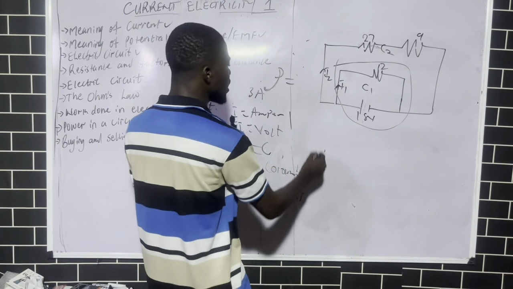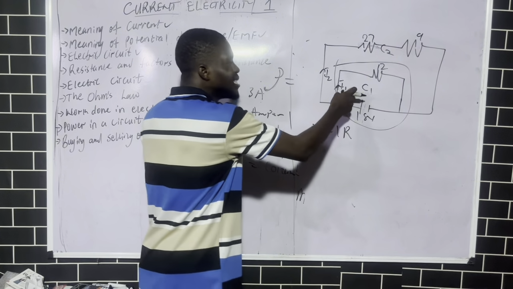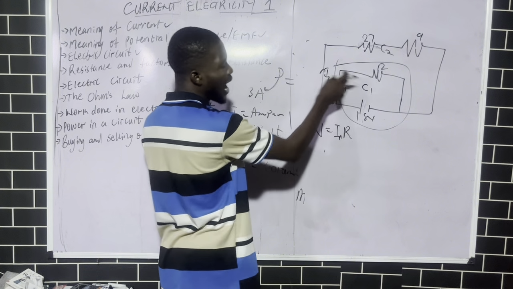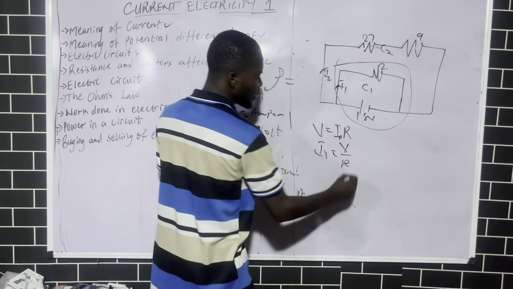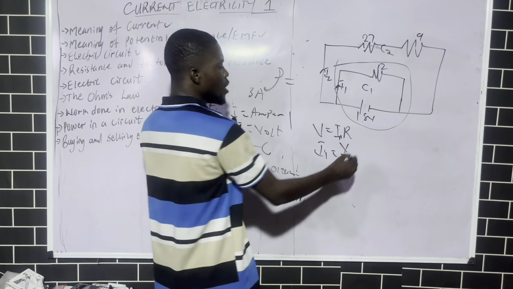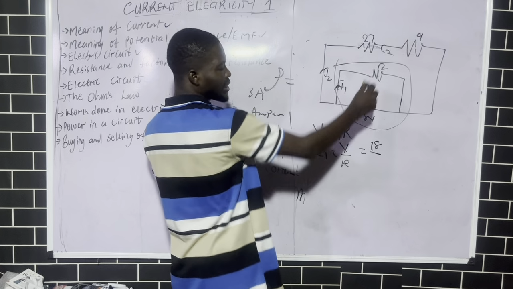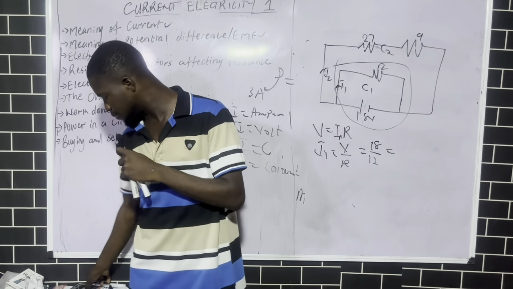So using Ohm's law, V is equal to IR. But the I in circuit 1 is I1, so I'll call it I1 rather than just I, because we have two currents there. So my I1 will be V over R by just substituting. What is my voltage? 18. What is my resistance? We only have one resistance, and that's 12. 18 over 12 will give us what? I think that's 0.5.